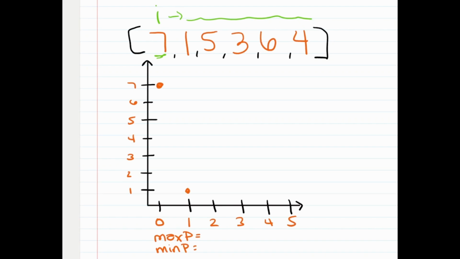So 7 minus 1, if that was the case, which it is not, because it's actually going to be 1 minus 7, which is negative 6. So right now our maximum profit is still just going to be 0, because we're just going to leave it at that at the beginning, because right now we do not have a max profit.